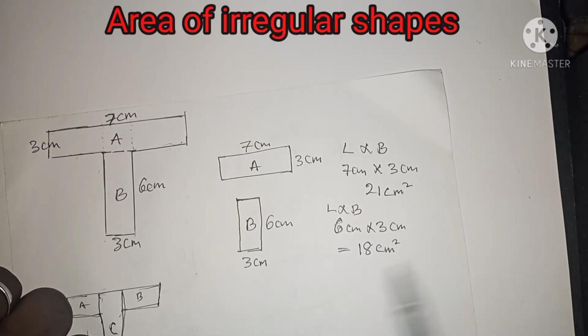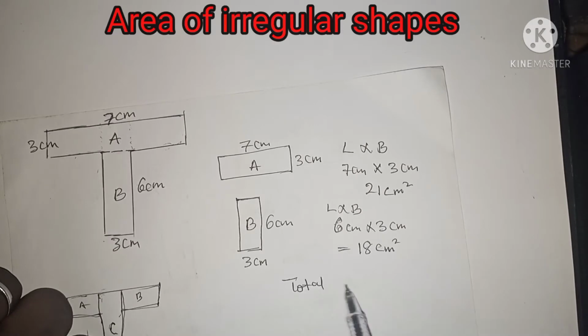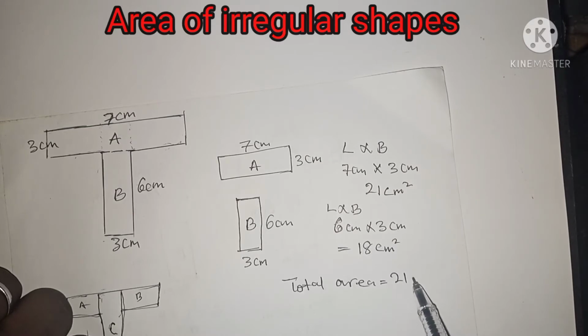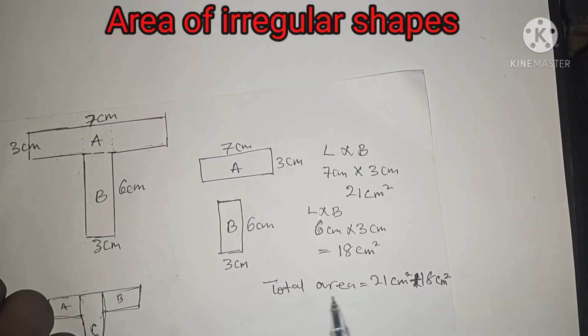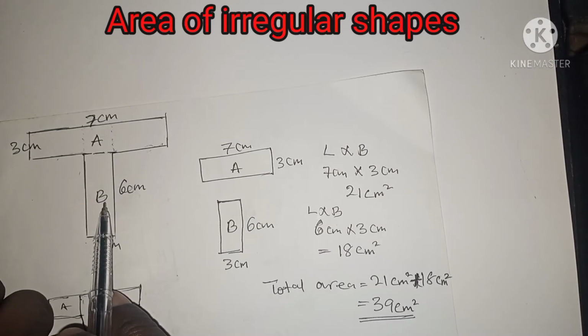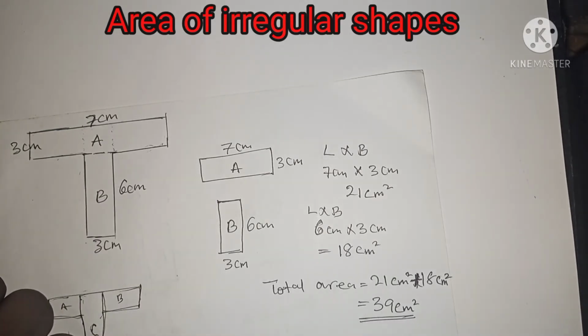So now what do we do from here? We find the total area, which is 21 square centimeters times 18 square centimeters. Sorry, we're going to add it. We're not going to multiply again. We're going to be adding it up, since we are looking for the total area, and that gives us what? 39 square centimeters. So now we've gotten the area of this shape, and that is actually the easiest way to solve or to find the area of an irregular shape.